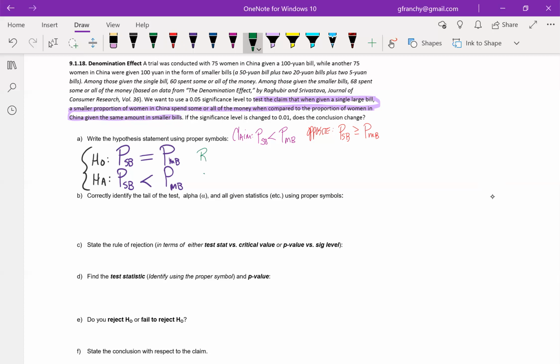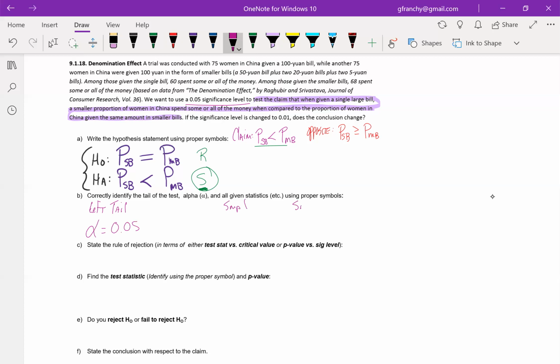And then now we'll put our R and the S, and which one looks most like, if not identical to the claim? It is the S. So when we get down to stating the conclusion with respect to the claim, we'll talk about whether or not we have the evidence to support the claim. So identifying the pieces, once again, we've got our alternate hypothesis pointing to the left. This is a left tail test. Our significance level that they want us to use is 0.05.